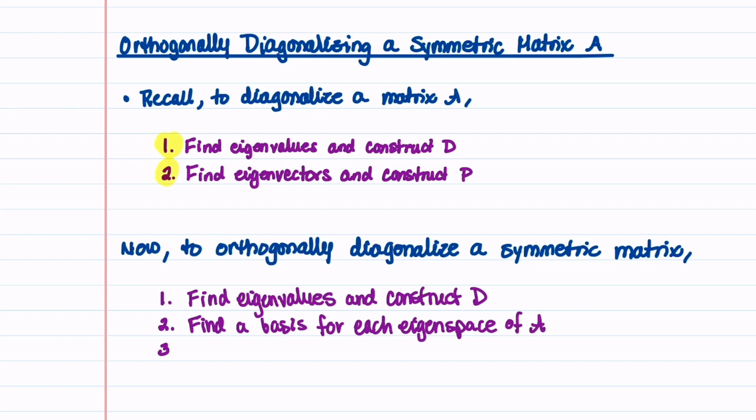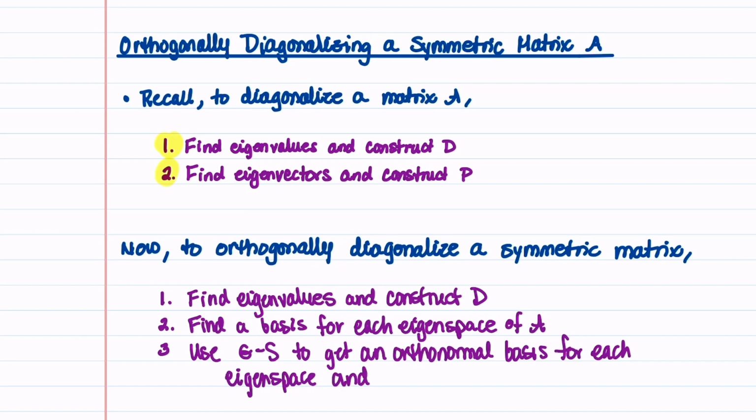And then we're going to use, I'm going to abbreviate it by GS, the Gram-Schmidt process to obtain an orthonormal basis for each eigenspace. And then we're going to construct P. In my experience, working with students on these three steps, that last step often gets forgotten. So you want to make sure to do that last step.